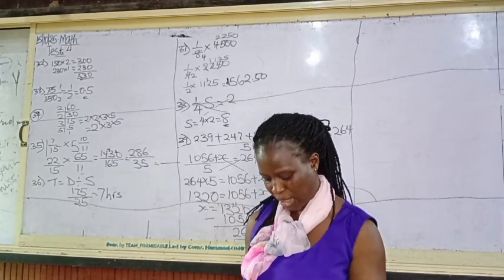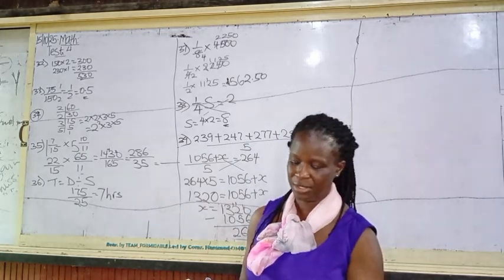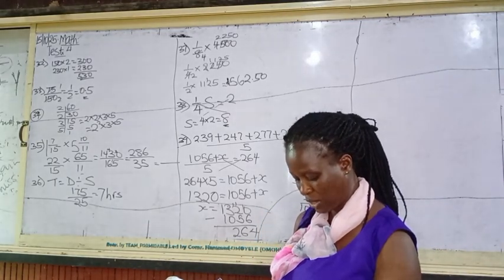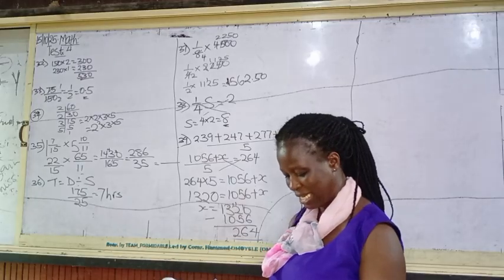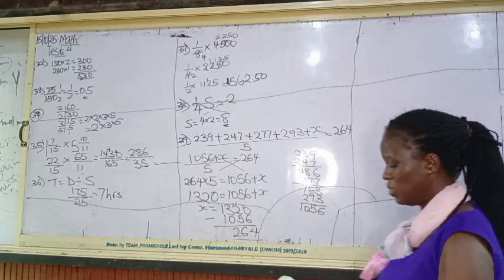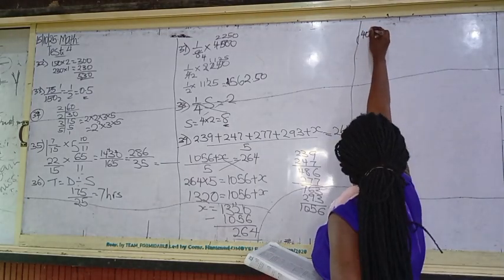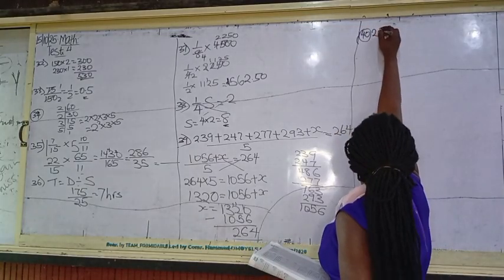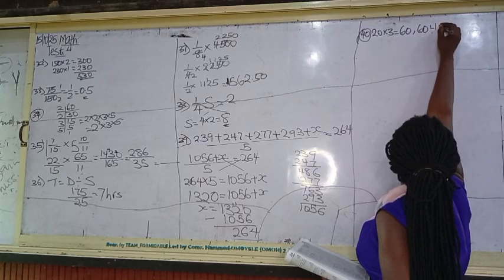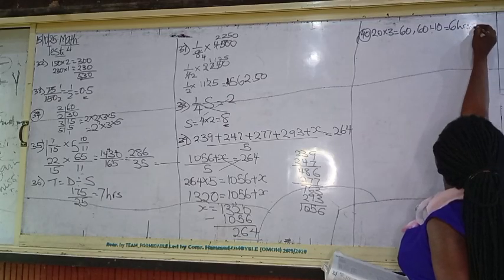A train travels for 3 hours at 20 kilometers an hour. How long will it take another train to travel the same distance at 10 kilometers per hour? We are told that he was able to go for 20 kilometers an hour and he spent 3 hours. So number 40: 20 times 3 is equal to 60. 60 divided by 10 is equal to 6 hours.